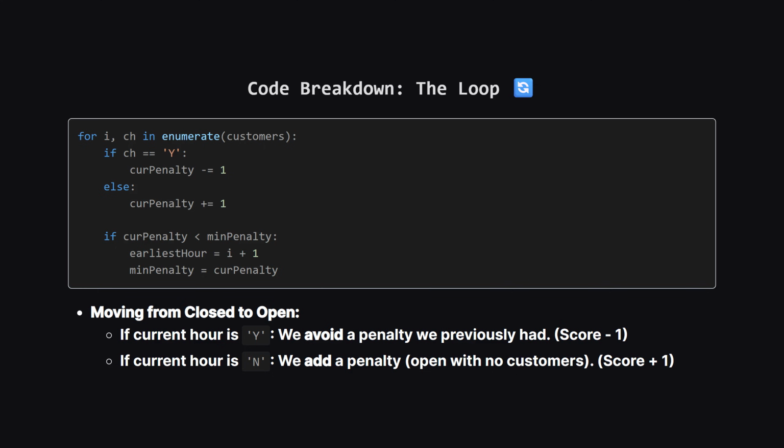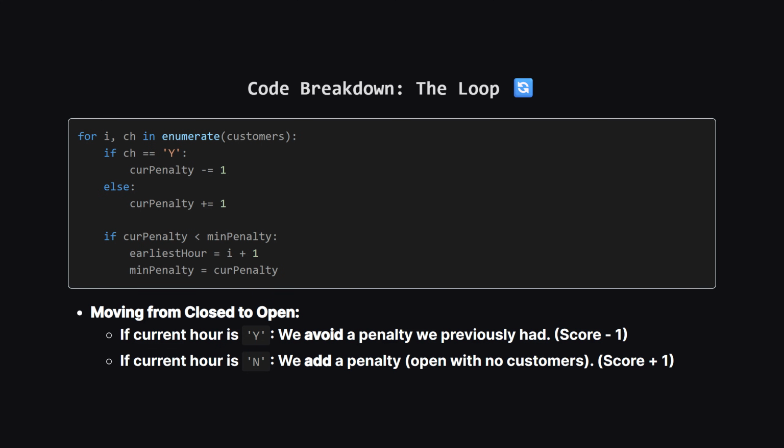As we iterate, we are essentially moving the closing time 1 hour to the right. If the character at the current hour is a y, that's great. By opening for this hour, we satisfy a customer we previously disappointed, so our penalty goes down by 1. However, if the character is an N, that's not good. By opening for this hour, we are now open when nobody is there, so our penalty goes up by 1.